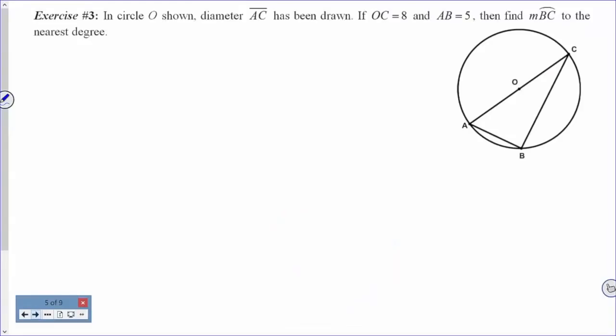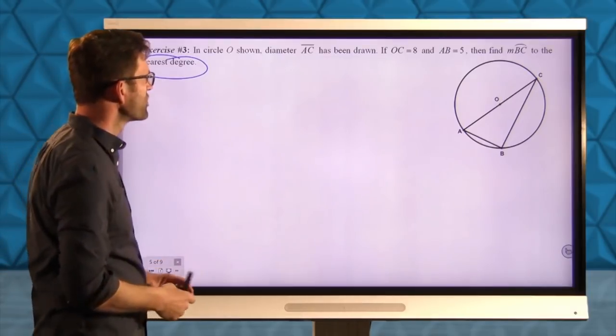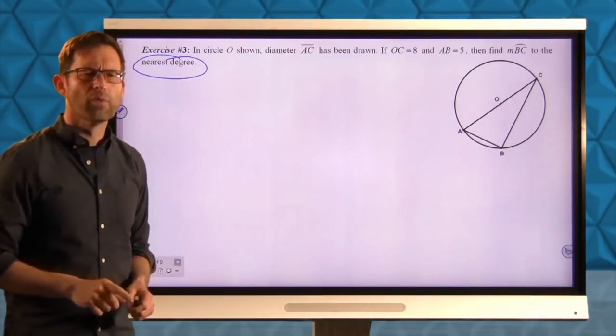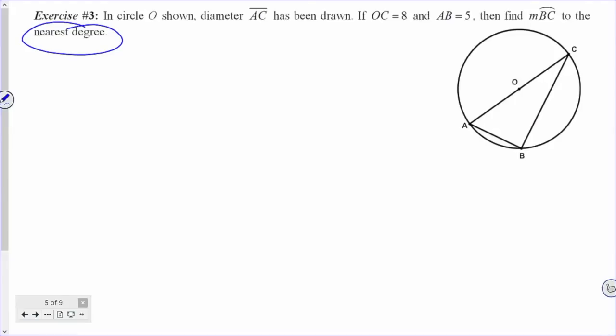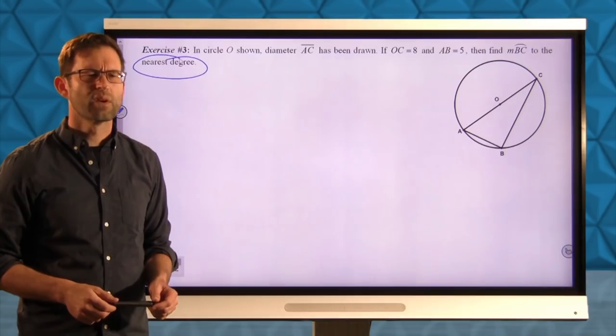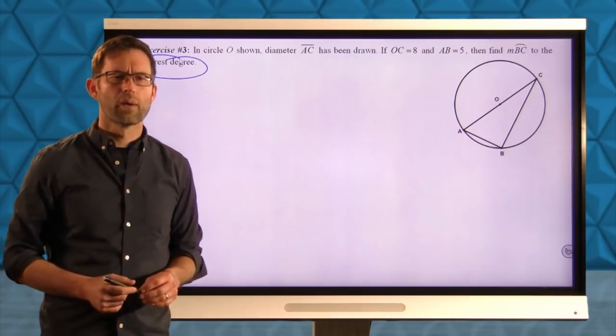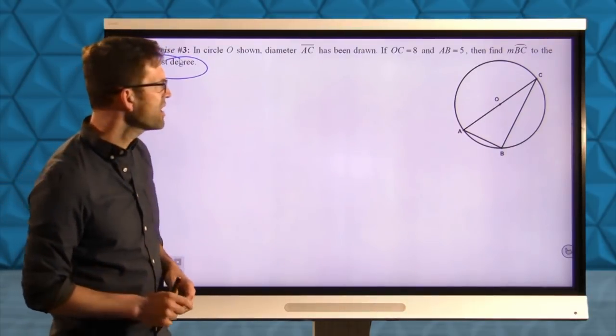In circle O shown, diameter AC has been drawn. If OC is 8 and AB is 5, find the measure of arc BC to the nearest degree. Wow, this is interesting. Pause the video and see if you can figure out how to do this problem. All right, this could be tricky for a number of people. Hopefully not, but let's take a look at what we know.